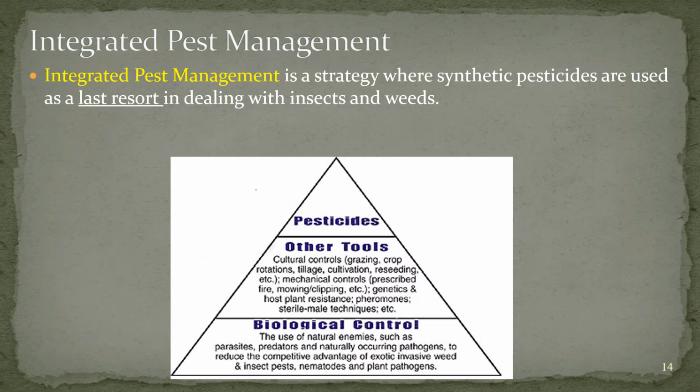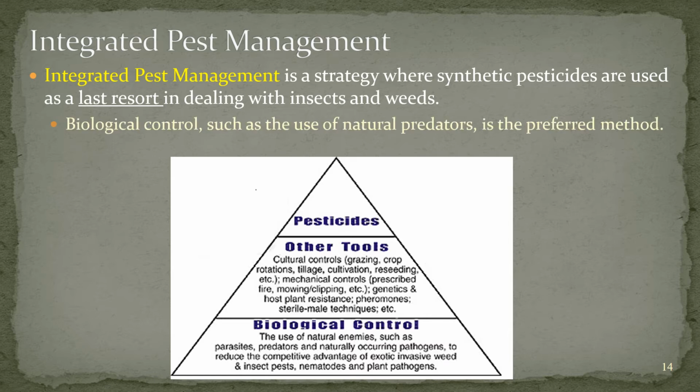And then if that doesn't work, we employ our other tools like cultural tools such as grazing, crop rotations, tillage, cultivation, and reseeding. Mechanical controls like prescribed fire, mowing, clipping, etc. Genetics and host plant resistance, pheromones, sterile male techniques, etc. And then if none of that works, then we employ pesticides as a last resort. But of course, biological control, such as the use of natural predators, is always the preferred method.